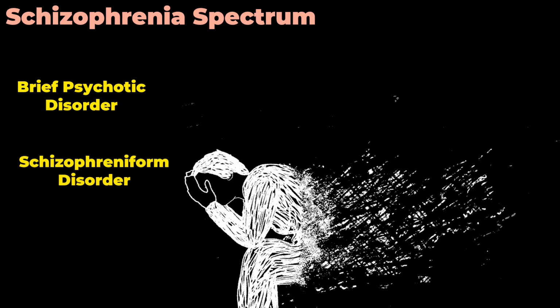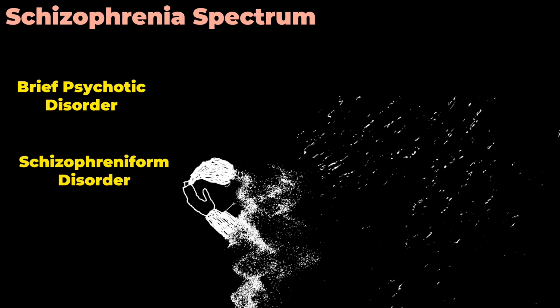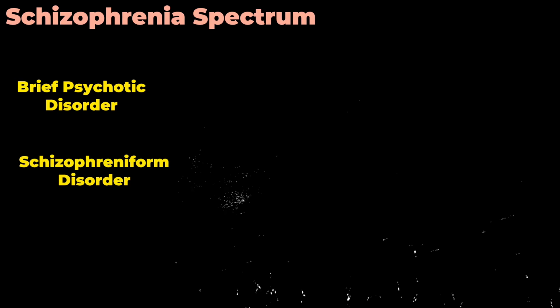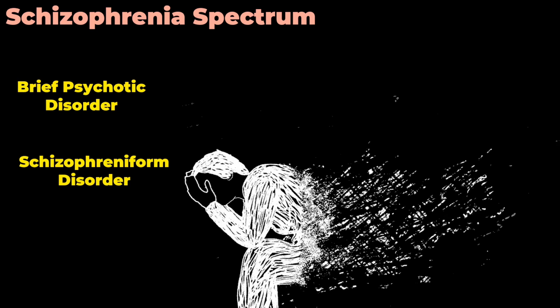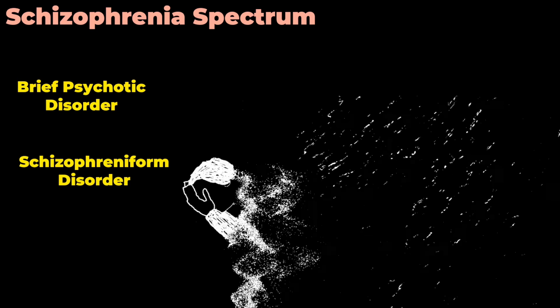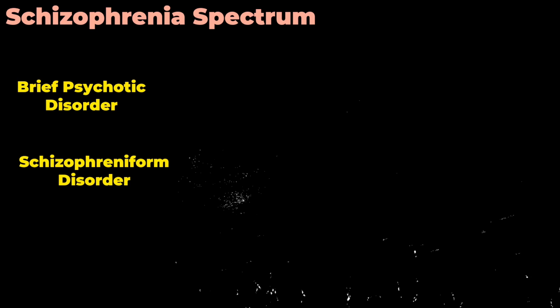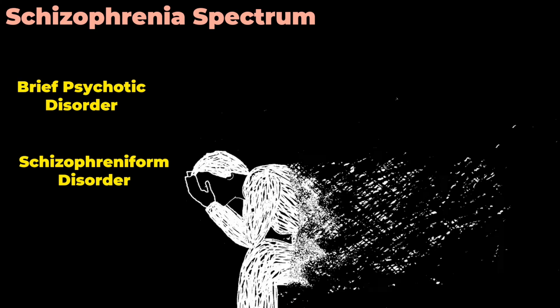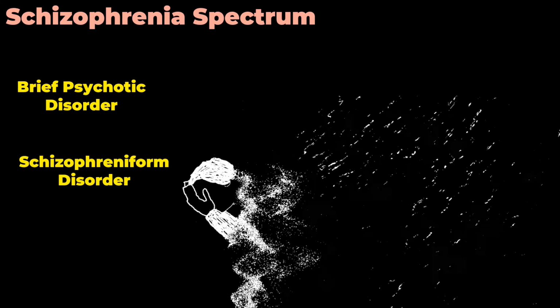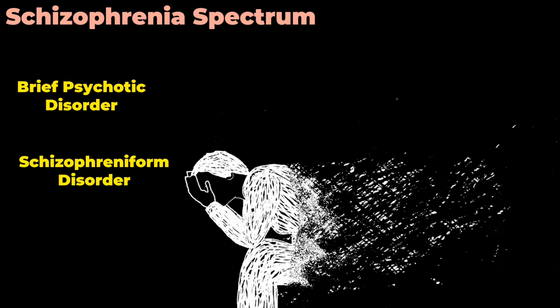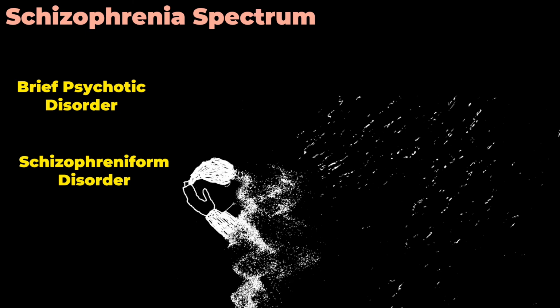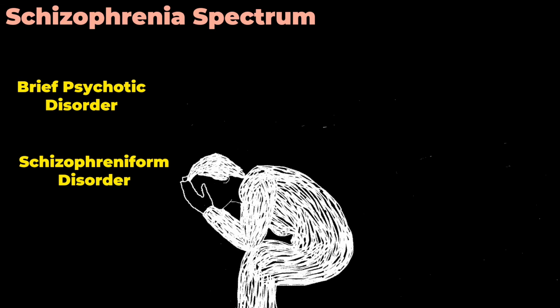Next is schizophreniform disorder. Schizophreniform disorder is distinguished by its difference in duration. The total duration of the illness, including prodromal, active, and residual phases, is at least 1 month but less than 6 months.